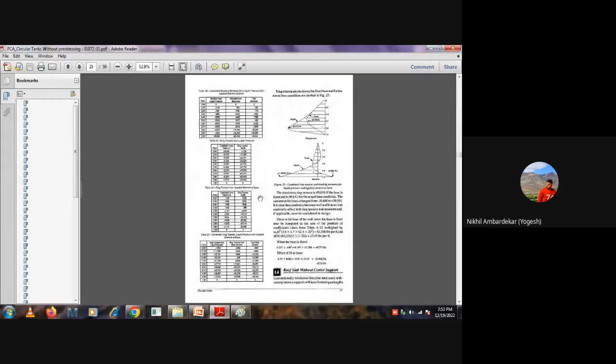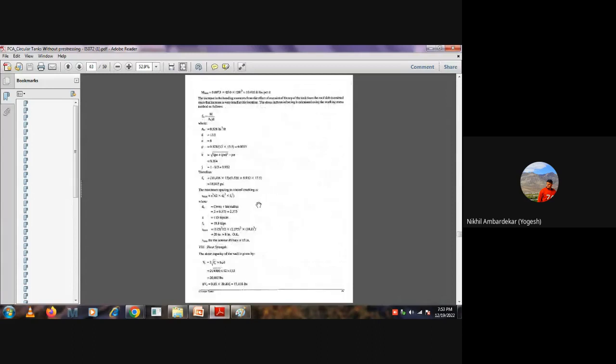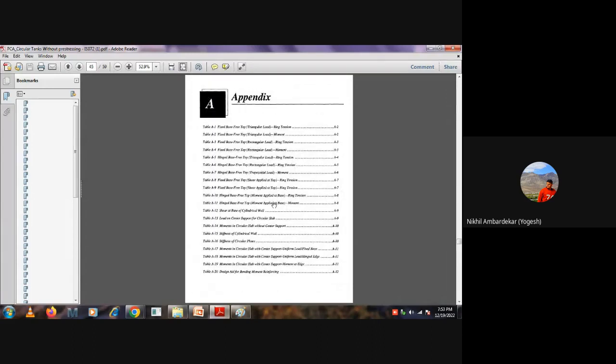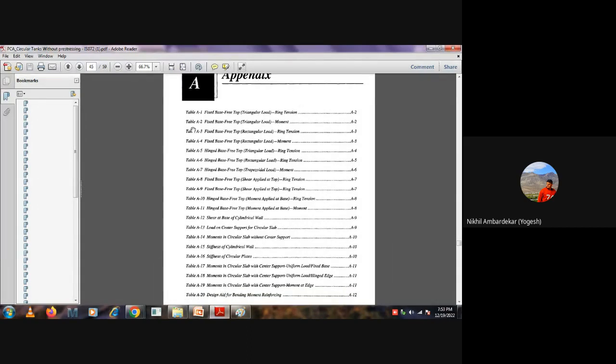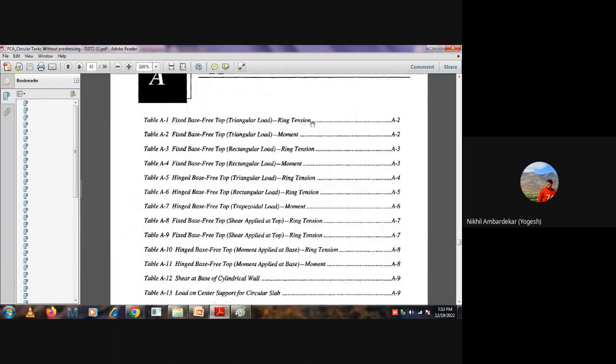For our understanding purpose, I will go directly to the index page, similar to the load cases. You will get different tables from A1 to A20, where the support systems are defined. For example, fixed base, top free, triangular load, meaning water load. If you want to find the ring tension, you can go to A2, fixed base top free triangular load. If you want to find the moment, you can stay with the same page A2.